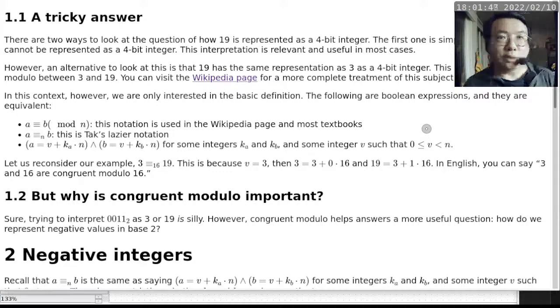The alternative way is to look at values using congruent modulo n. So I'm going to define a few terms here just so that you can understand what that means.